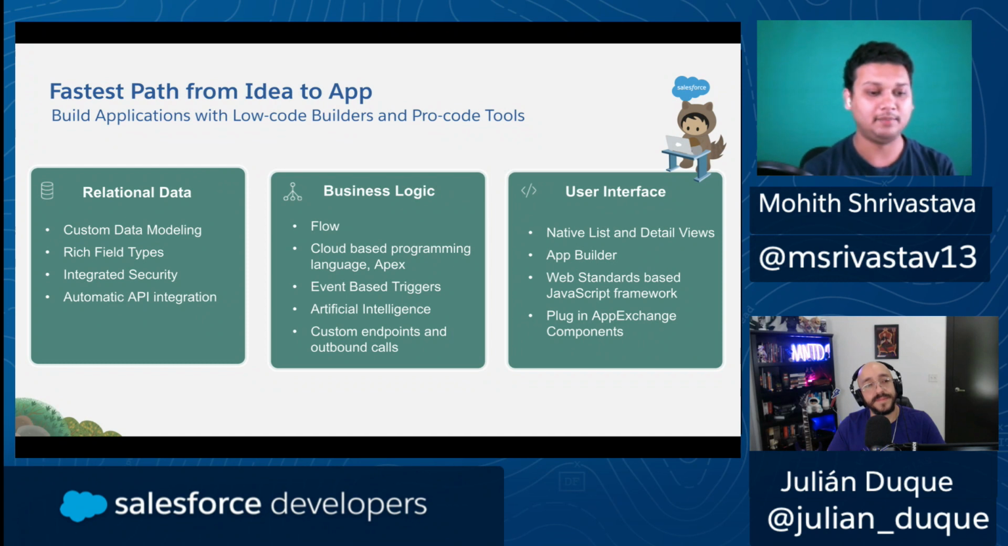Also, if you want to add business logic, add automation, we have a lot of capabilities. For example, we have flows. We provide a language called Apex, which is very similar to Java in syntax. However, it is a cloud-based programming language. And then we also encourage event-driven architecture. We provide platform events, we provide change data capture, and we also have a declarative way to add artificial intelligence to your apps.